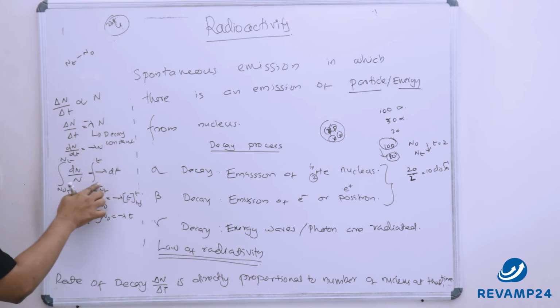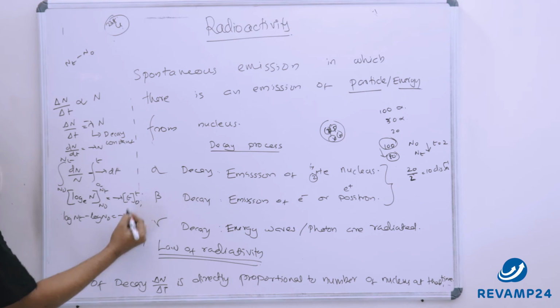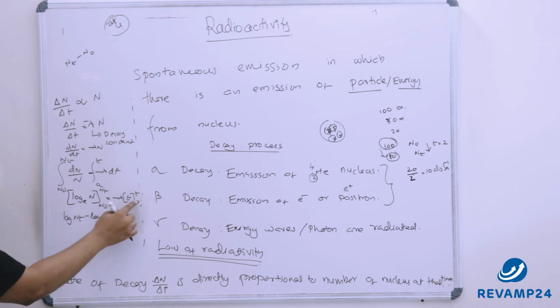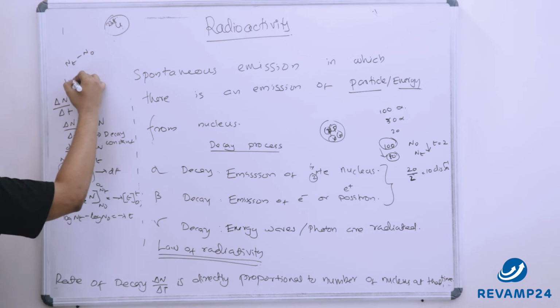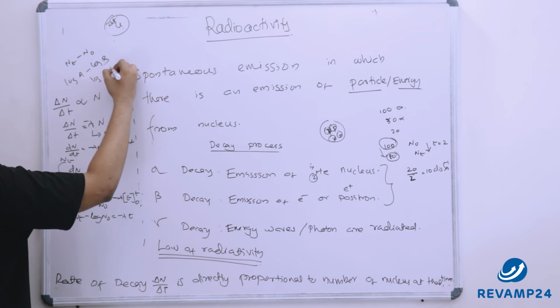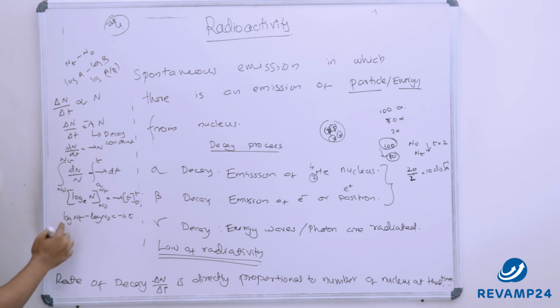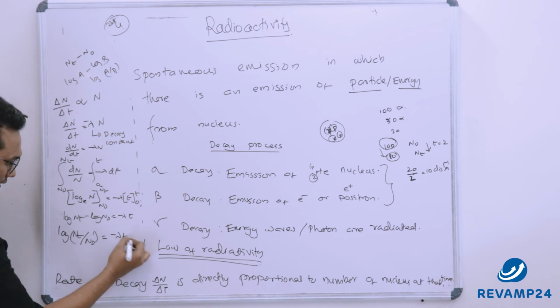So t0 is nothing but the 0th second. So the integral is from 0 to t, so t minus 0 would be t itself. Now log a minus log b is equal to log of a divided by b. So this would be log of Nt divided by N0 is equal to minus lambda t.